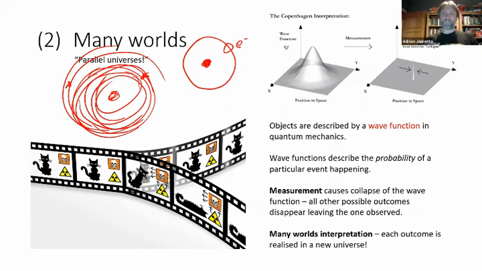So according to the many worlds interpretation, when you open the box and take the measurement of the cat, there's a universe where it splits and the cat is alive with you. And there's another universe where the cat is dead with you. And you don't perceive that. But this branching is happening all the time.